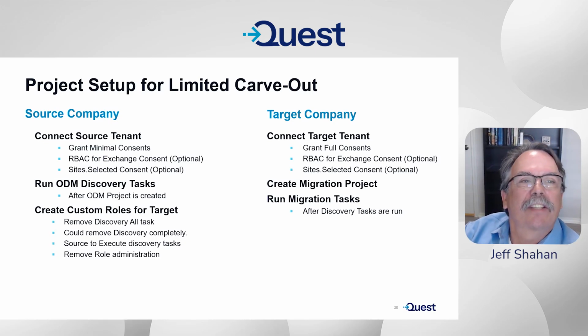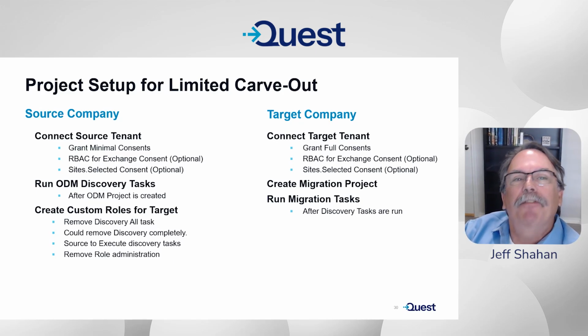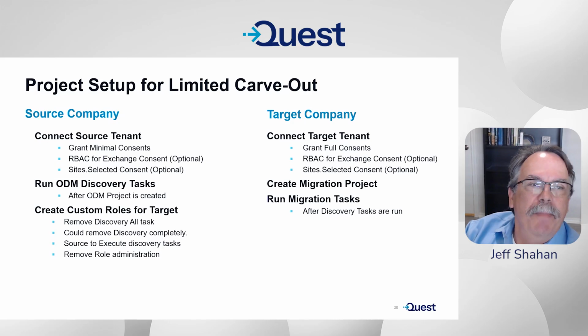They granted the consents to their tenant themselves. They used the ODM admin in order to do that, created RBAC, and created site support if they needed to. And then they actually ran a discover by file for these users. They did that after the target company granted access to the tenant and created that migration project. So that's when they ran those. You can see they kind of had to work together to make this work, and all of this was handled through the custom RBAC interface.